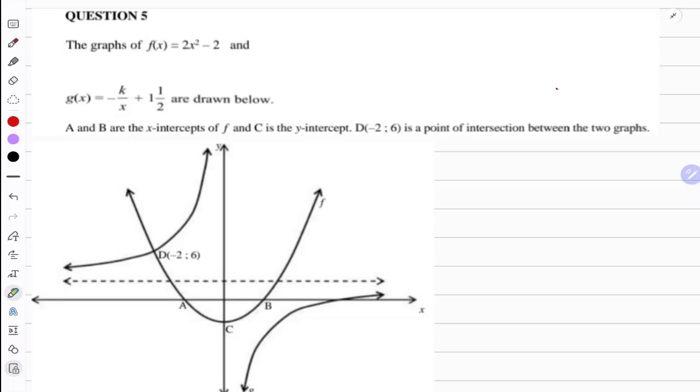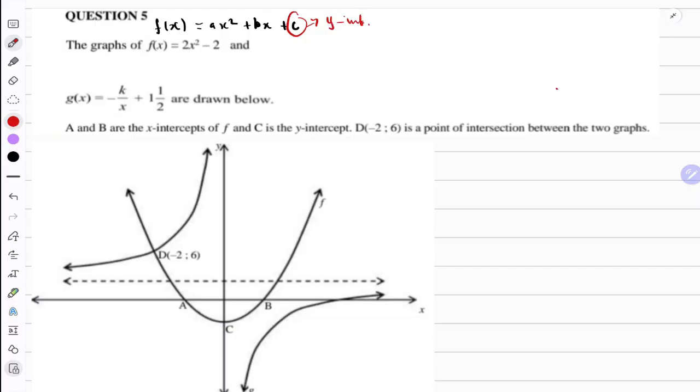So for question 5, we are presented with two graphs. We've got a parabola and a hyperbola. These are the graphs that are drawn, right? So for the parabola, we've got a standard equation. It takes the form of f of x is equal to ax squared plus bx plus c, where we know that c represents the y-intercept.